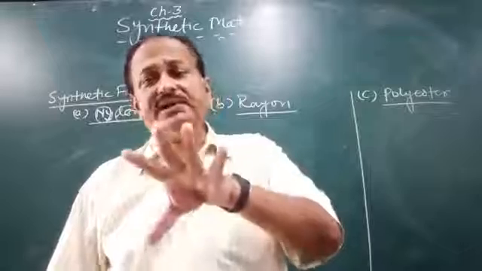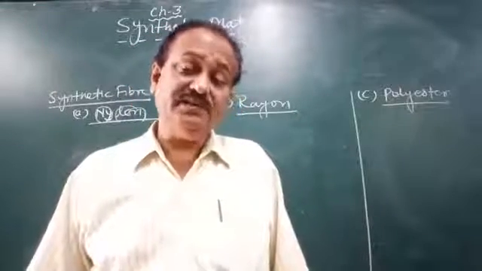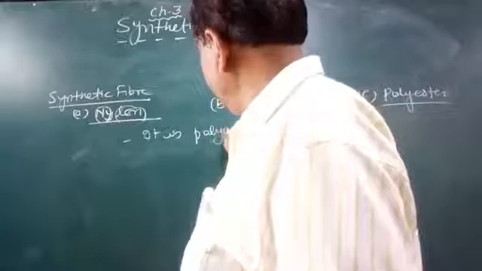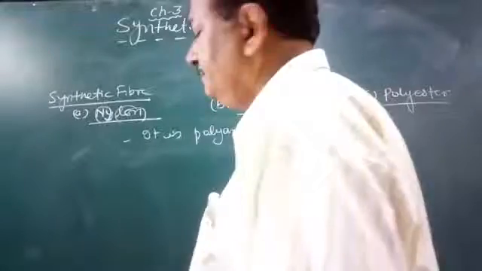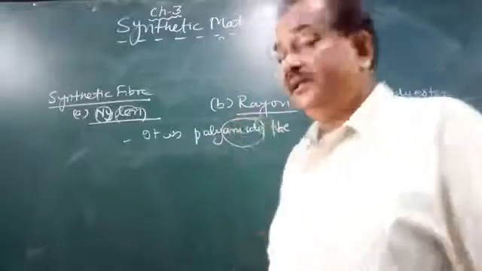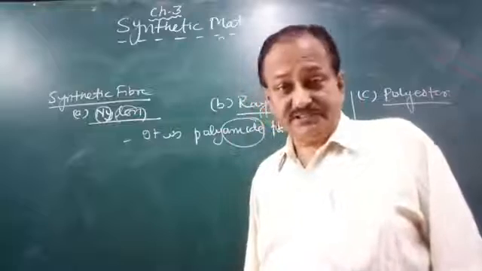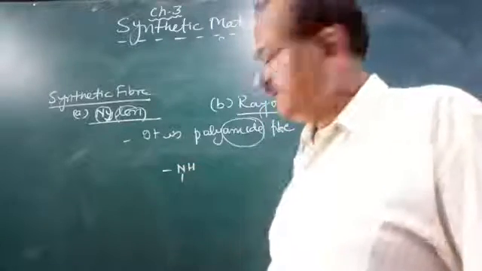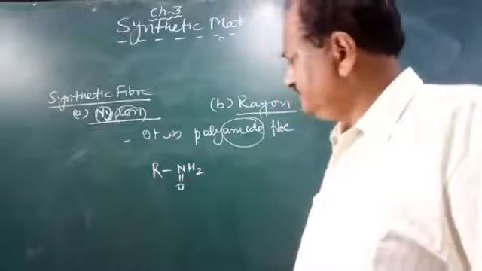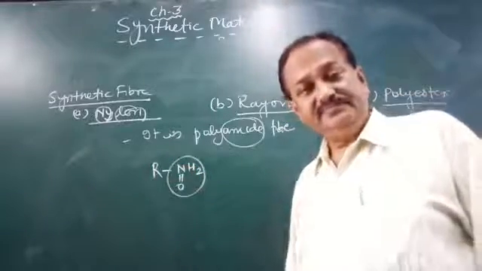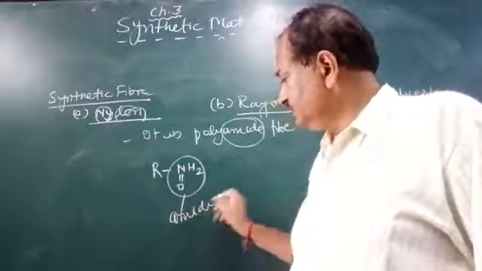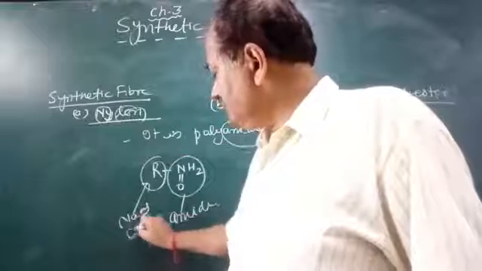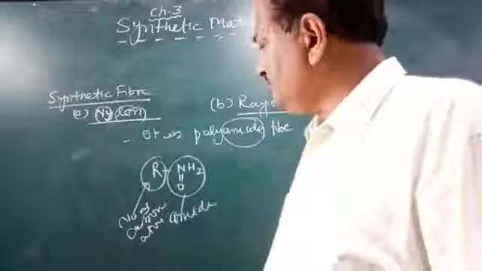Actually, nylon is something like proteins. It is basically a polyamide fiber. Polyamide, poly means many, and the word amide is related to proteins, and it has this type of group. This circle is the amide. So a large number of amide molecules are joined together. R is a number of carbon atoms. So it joins together in large number.